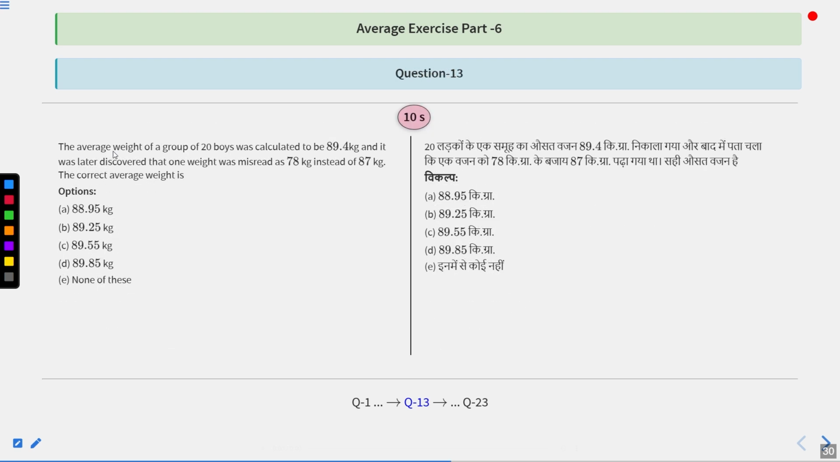Next one. The average weight of a group of 20 boys was calculated to be 89.4 kg, and it was later discovered that one weight was misread as 78 kg instead of 87 kg. The correct average weight is. You have 5 options and 10 seconds to analyze the question. Your time starts now.